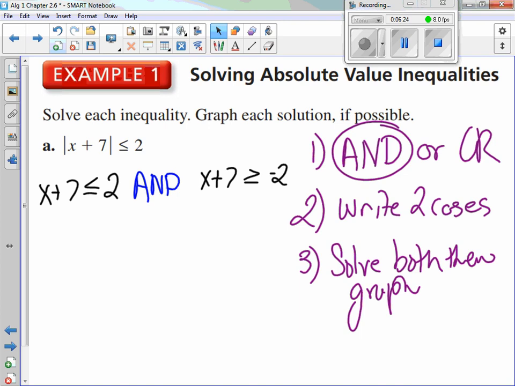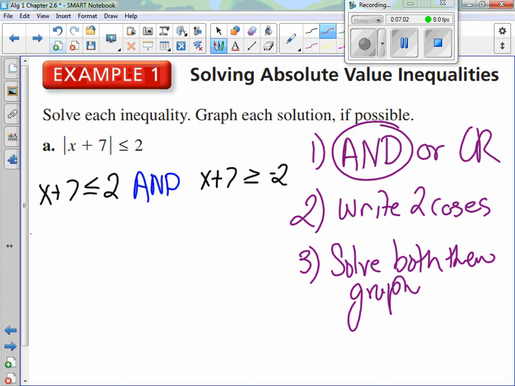And our last step, step 3, is going to be to solve both and then graph, because they're going to want us to graph these. Any questions on any of these so far? Cases, C-A-S-E-S. Almost. So any questions on this so far? Any questions on what we've done so far? So now we need to solve it because we have our two cases, yes?